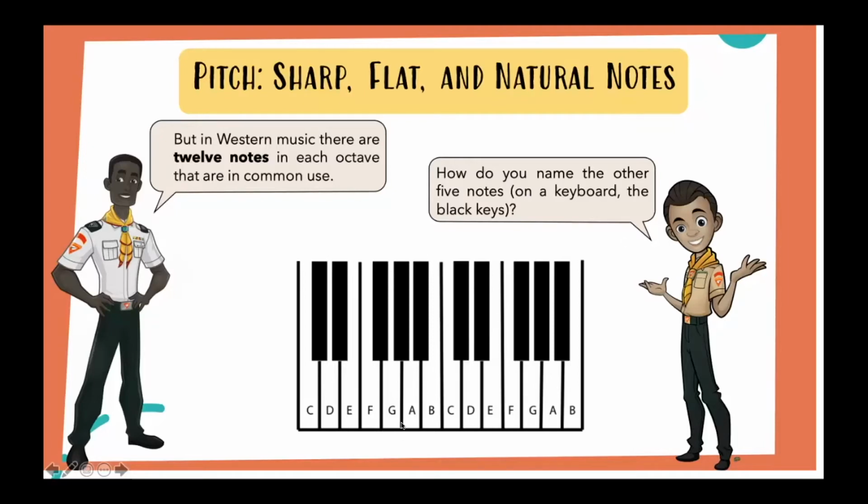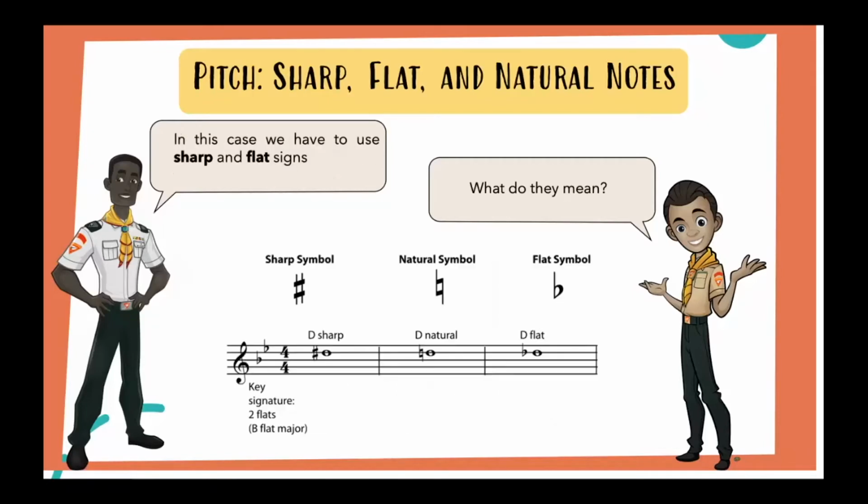So that's where a sharp and a flat take place. So we have the natural note, and then we have the sharp, and then we have the flat. So what do you think? Do you guys know what a sharp symbol means?